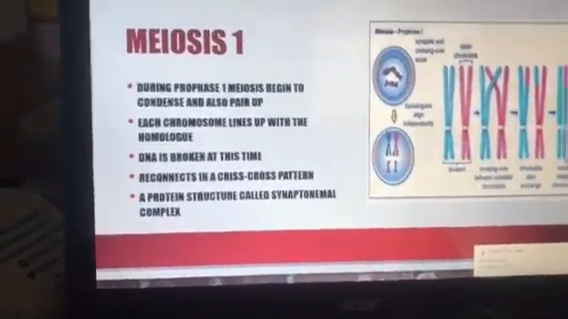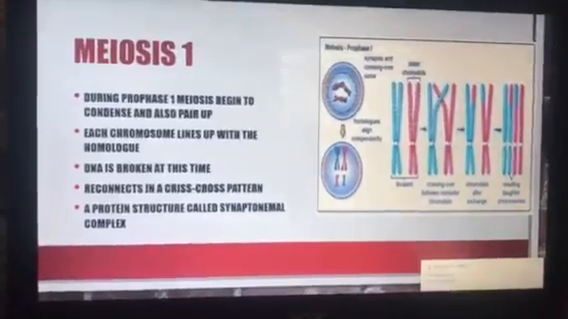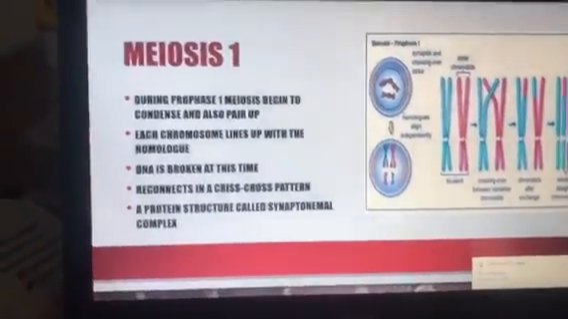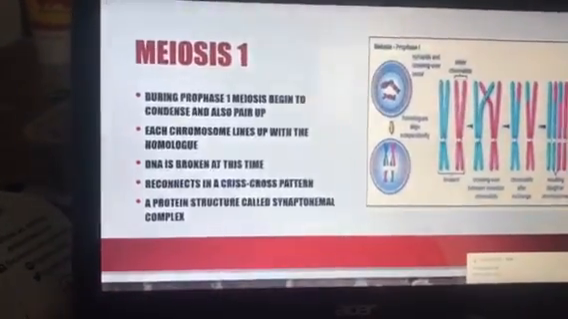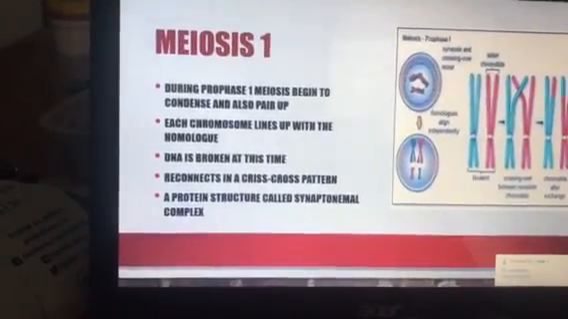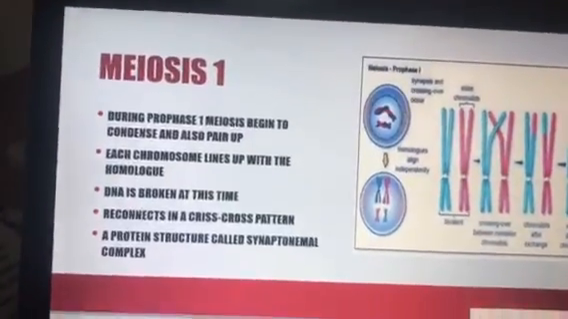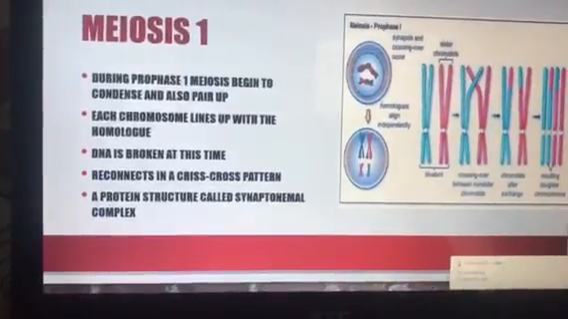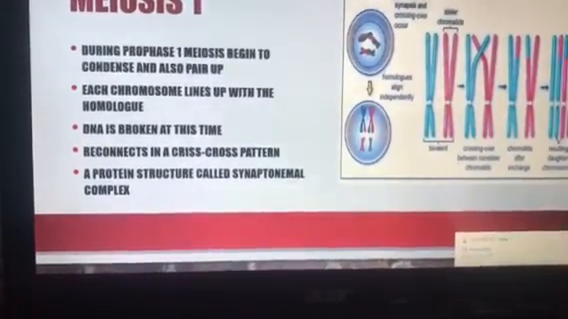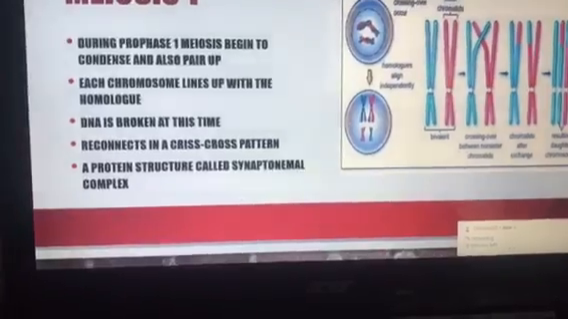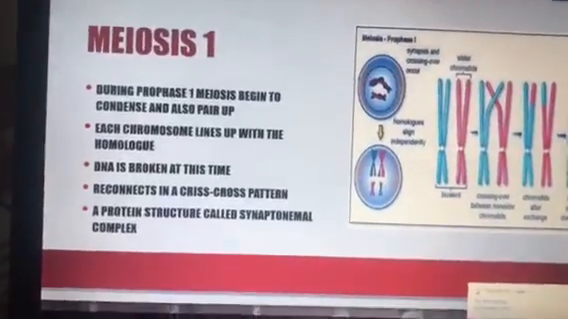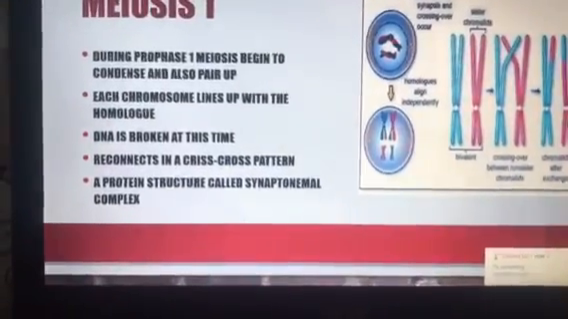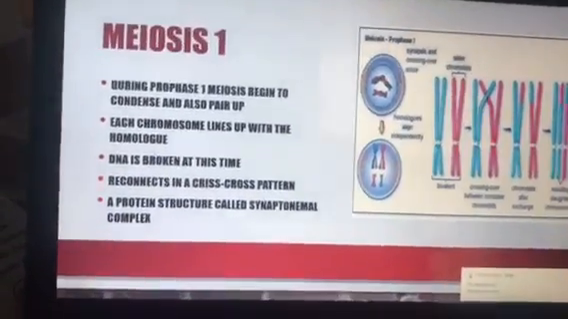Meiosis 1, this is the first stage that it goes through. During meiosis prophase 1, chromosomes begin to condense and also pair up. Each chromosome lines up with its homologue so that the two match up in corresponding positions. DNA is broken down after this because it has to be at the same spot of the homologous chromosome. And once the DNA is broken down, it reconnects in a crisscross pattern so that the homologous chromosomes can exchange DNA.